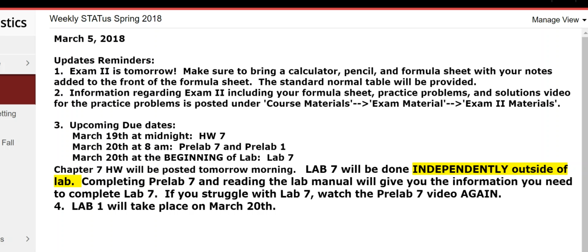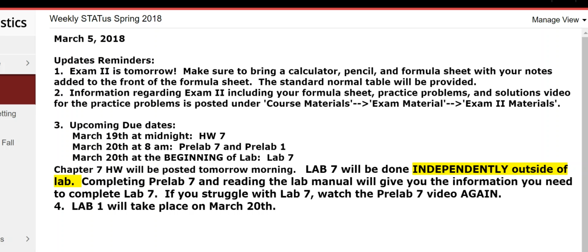Tomorrow morning, homework 7 and pre-lab 7 are going to become available. Homework 7 is due on March 19th at midnight, and pre-lab 7 is due on March 20th at 8 a.m. What's a little bit unusual though is that you're also going to need to do lab 7 independently. So you'll need to do lab 7 outside of lab and have it ready when you come back on the Tuesday after spring break on March 20th at the beginning of lab.